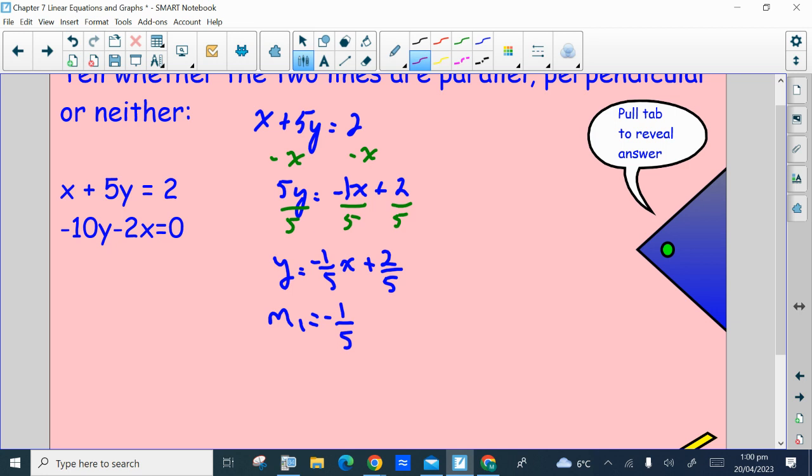And how'd you get that? Except that y is not by itself. Remember, you got to get y by itself to do that. So we need to do that. We need to get y by itself. In this case, because the 10y is negative, I would probably start by adding 10y to both sides. So that'll leave us with negative 2x on the left equaling positive 10y on the right.